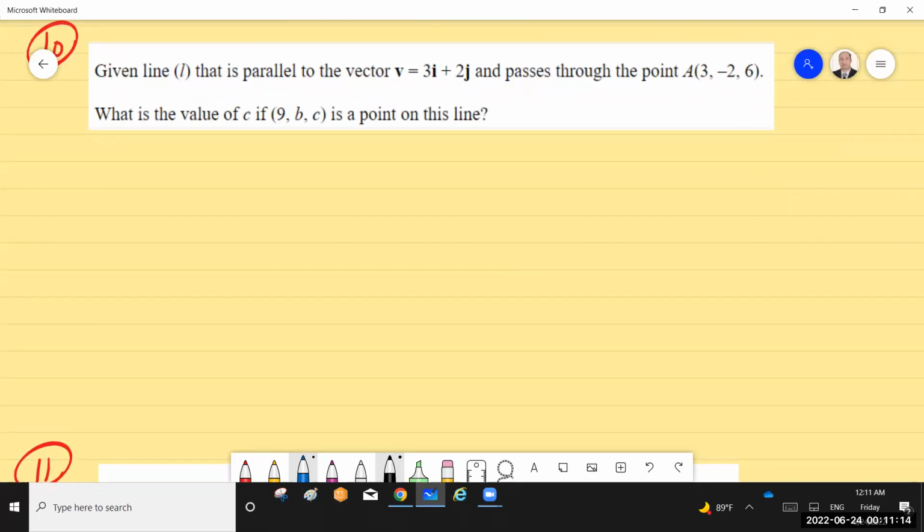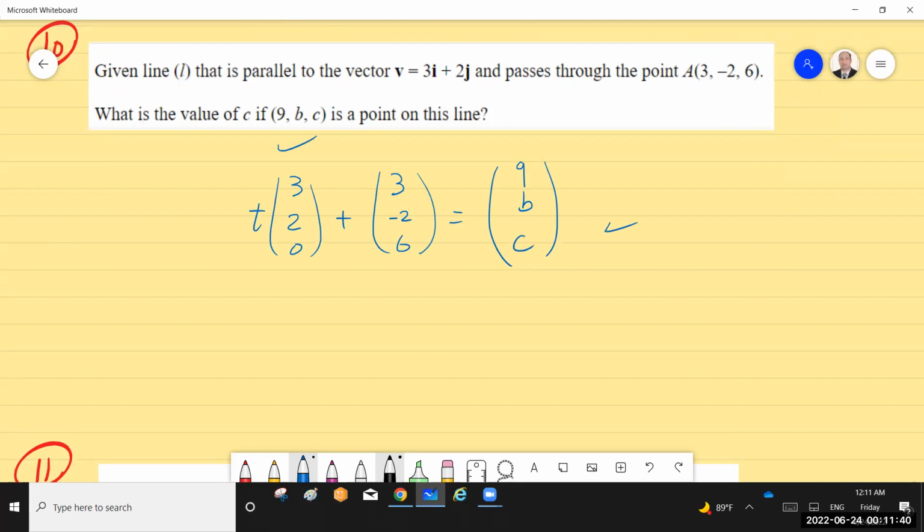Question 10, given L that is parallel to this vector and passes through the point (3, -2, 6), what is the value of c if this is the line? The same equation. So the line is parallel to the vector, and this is the parameter. So (3, 2, 0) times parameter t plus the given point (3, -2, 6) gives you the value of any point on this line. Consider this point, (9, b, c).